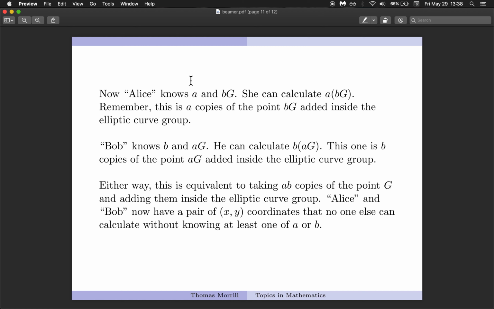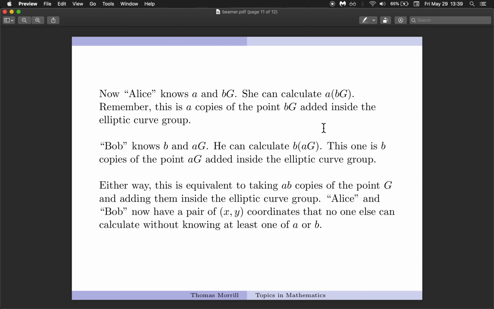She knows the multiplier A because she picked it. And so Alice calculates A times the point B times G. So this is A copies of the coordinates that Bob published, all added together inside the elliptic curve group.